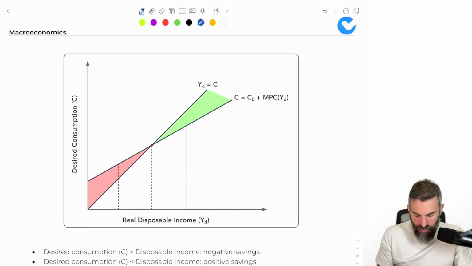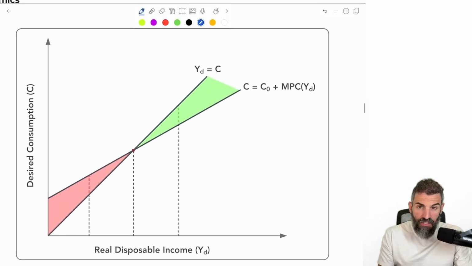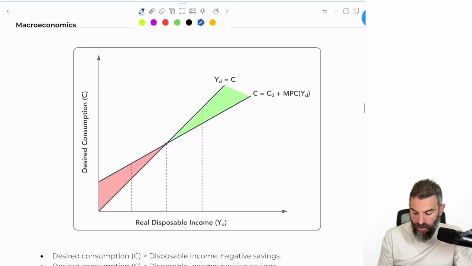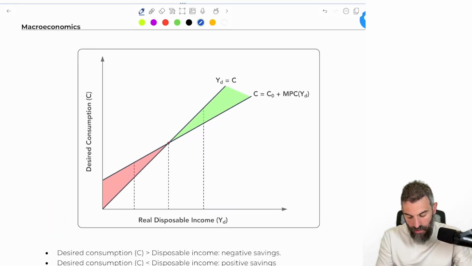So you have this graph. I'm going to try and explain it to you before we get into some practice questions. This is your consumption graph. You've got the 45-degree line that starts at the origin. That just represents your income, your real disposable income. And then this line that starts off over here, that's your consumption. The intercept of that is your autonomous consumption.